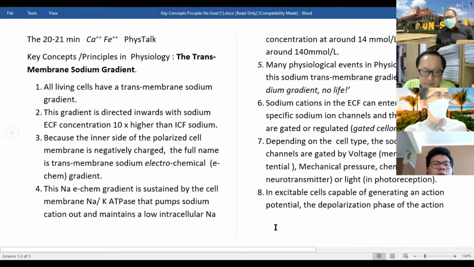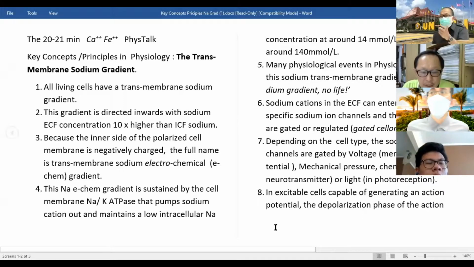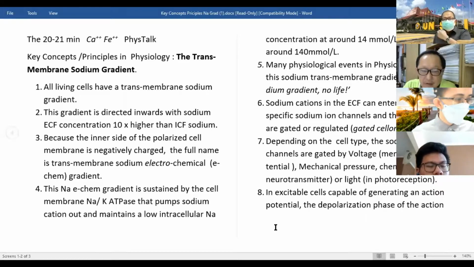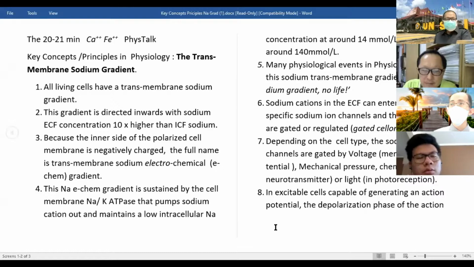Okay, the fourth point, and this is obviously common knowledge for the senior students, is that this sodium electrochemical gradient is sustained by the living cell membrane sodium potassium ATPase. So this pump, a universal ubiquitous pump present on all living cells, will always pump sodium out of the cell and pump potassium into the cell. And it obviously uses the hydrolysis of ATP.